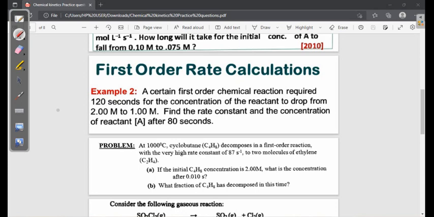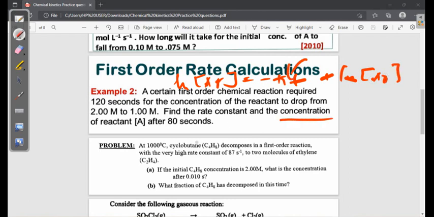Are we able to answer it? Yes, this one is straightforward. If you look at the equation, they've given you the final, the initial, and the time. What are you trying to find? You're just trying to find K, not so? So you do that. And then the concentration of the reactant after 10 seconds.